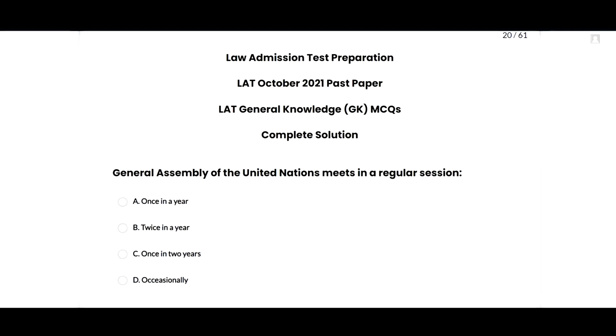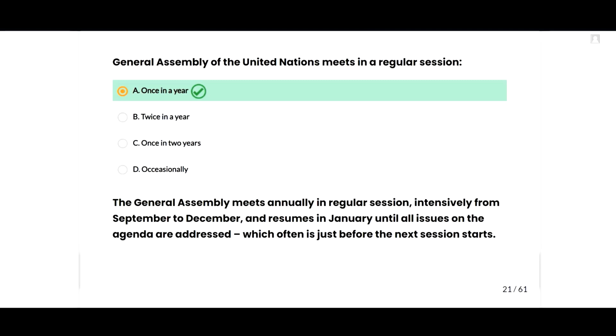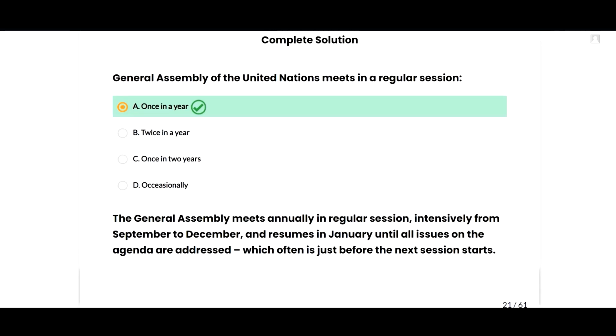The first MCQ. General Assembly of the United Nations meets in a regular session once in a year. Because the General Assembly meets annually in regular session intensively from September to December and resumes in January until all issues on the agenda are addressed, which often is just before the next session starts. So here A option is correct.